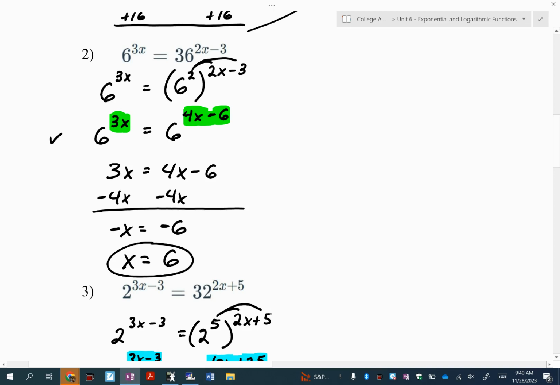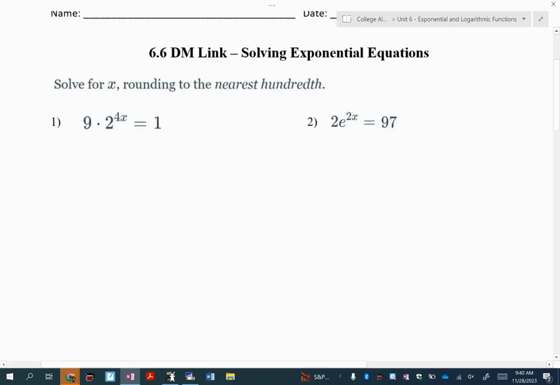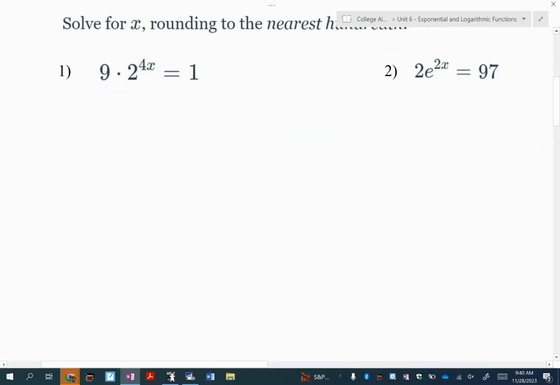But what I'm trying to show you is if we're unable to rewrite these with the same base, then we have to use a different strategy to solve these. We have to use the inverse operation of the exponential function, which is a logarithm. So all that work we've been talking about with logs is going to come into play here.